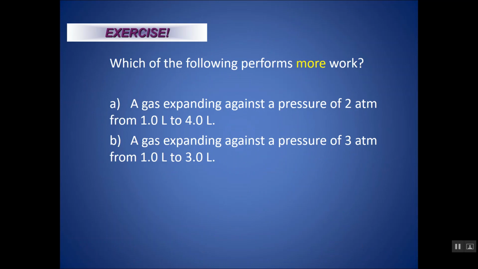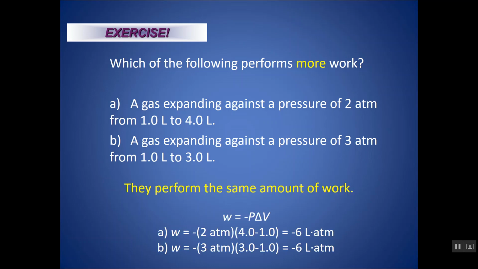Okay, so you might want to take a moment and try these two simple problems just using that equation and check your work. For A, you can do your work as negative P times the change in volume. The pressure you're expanding against is 2. Your volume change is 3, or 4 minus 1. And you get negative 6 liter atmospheres, and you get the same thing for B, so they would perform the same amount of work. I put the negative sign in because the system is doing work. You could convert these to joules, but again, it would be the same number.